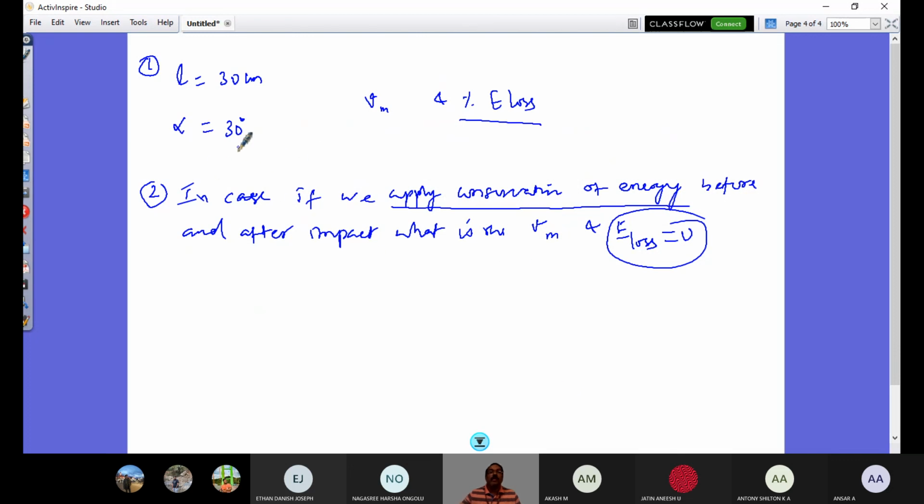So in the same problem now, the simple experiment, the length of this simple pendulum string is 30 centimeters till the center of the mass, and the angular displacement is 30 degrees, with E equal to 0.2. Then find out the velocity Vm and the percentage energy loss. In case you overlook the energy loss during impact and consider energy is conserved, you calculate the velocity of impact, and then you see that it cannot be counted.